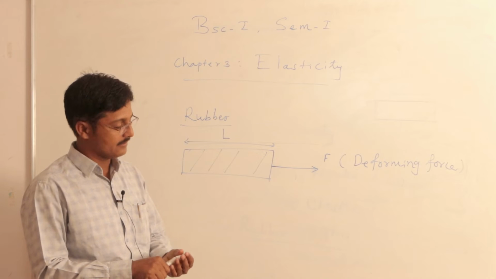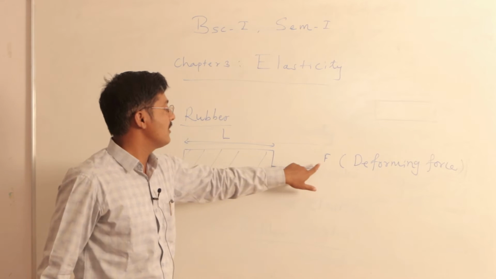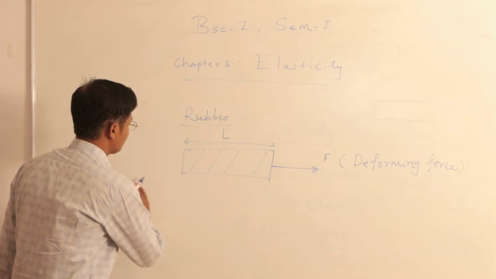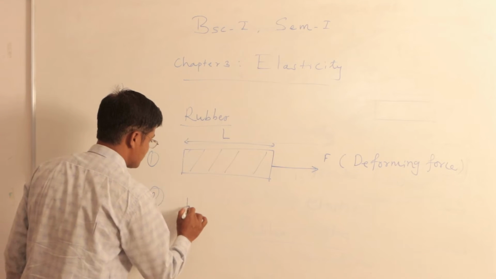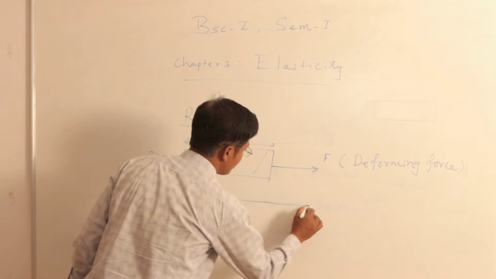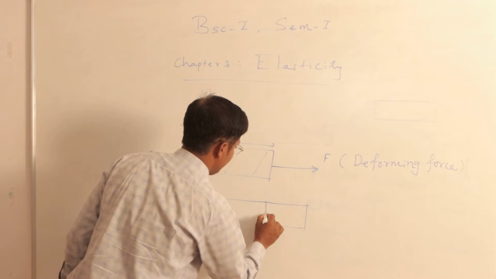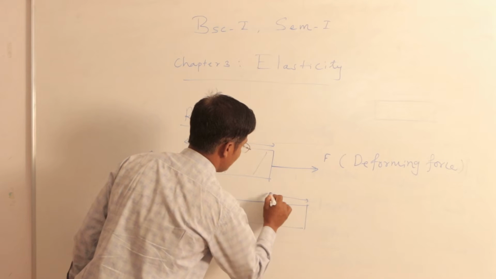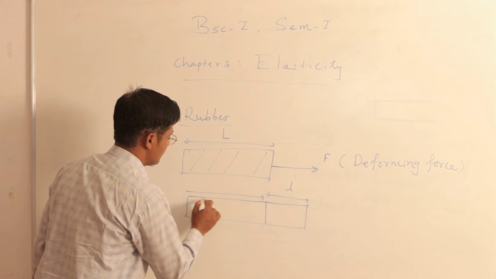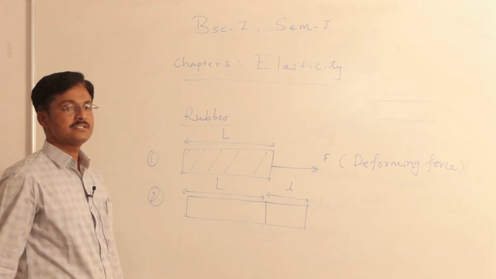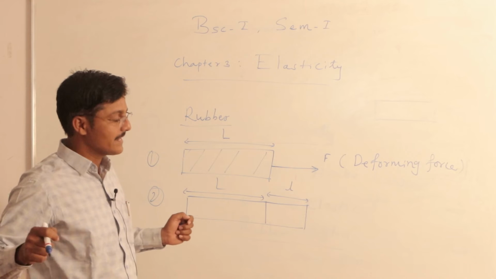So what I have done here is apply force, and because of this force, what will happen? Suppose this is the first step, this is the second step. The rubber will be stretched. This is the new dimension and this is the original dimension. So because of the force, the rubber is stretched.